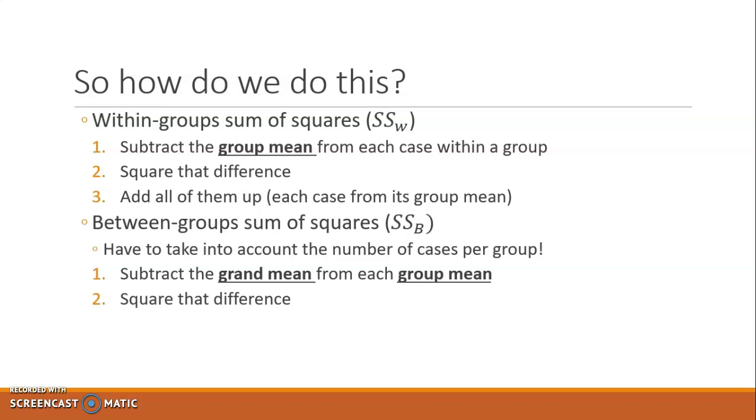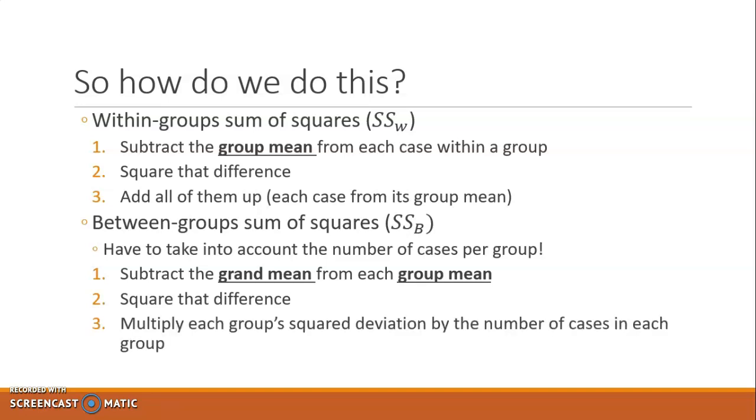Now here's where the difference comes in, because you have to weight these scores. If one particular group has twice as many individuals as the other group, you need to weight it twice as much as the other group with only one. They're not equal. They have different numbers of cases. Here's where the number of cases in the groups comes in. So you take that squared difference and multiply it by the number of cases in each group, and then you add them up.